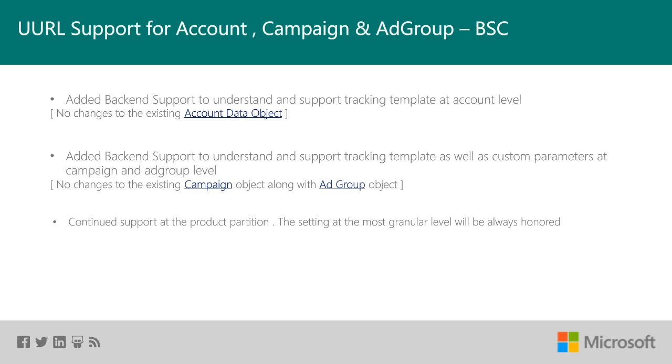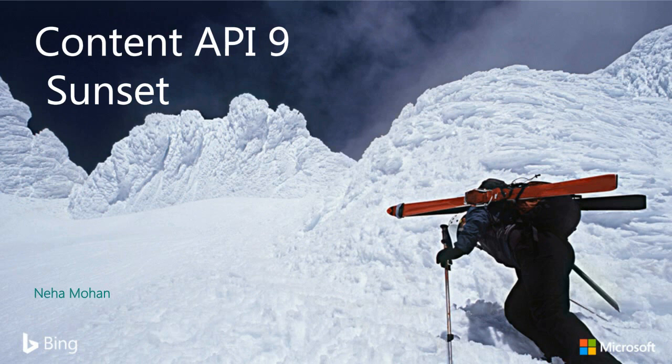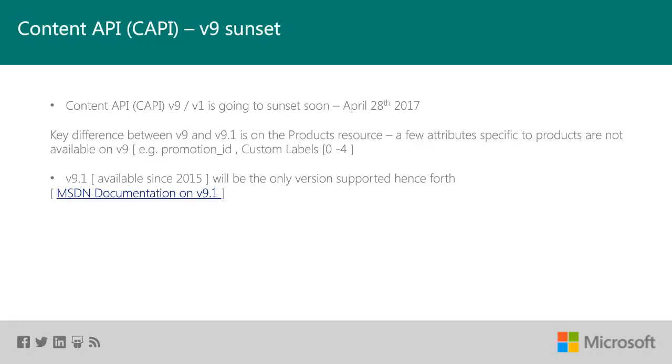Moving on to the next one. Content API 9 sunset. So folks who are familiar with Content API, we use that to submit offers on your Bing Shopping Campaign store, which is the BMC store. So we use this Content API to ingest offers programmatically. We have two versions so far. We had 9 and 9.1. 9.1 was released in October 2015.